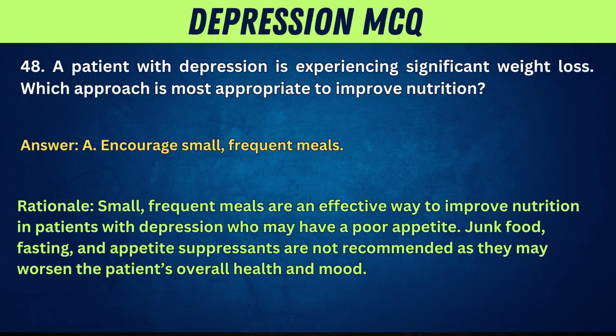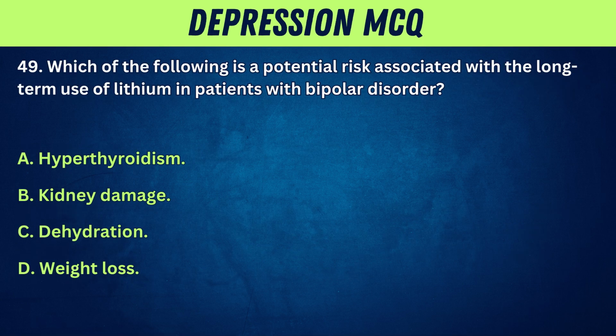Rationale: small, frequent meals are an effective way to improve nutrition in patients with depression who may have a poor appetite. Junk food, fasting, and appetite suppressants are not recommended as they may worsen the patient's overall health and mood. 49. Which of the following is a potential risk associated with the long-term use of lithium in patients with bipolar disorder? A. Hyperthyroidism. B. Kidney damage. C. Dehydration. D. Weight loss.